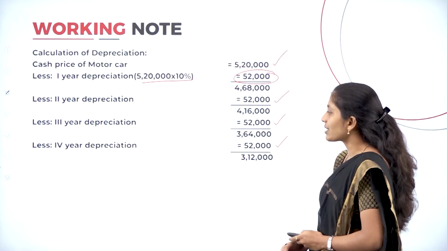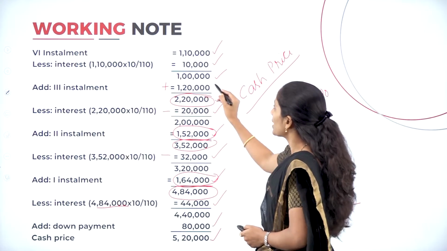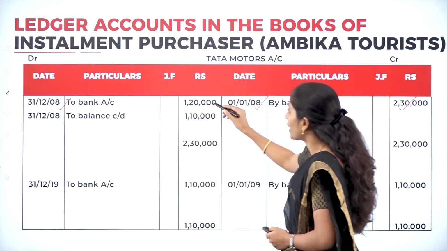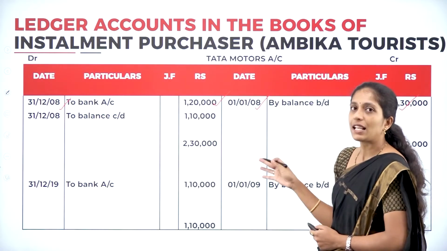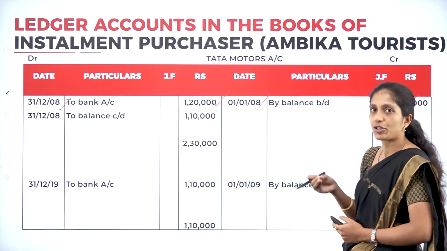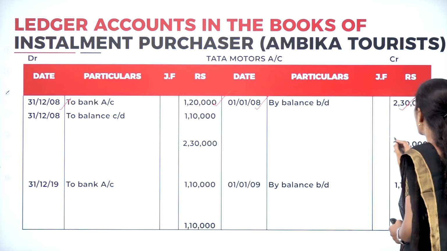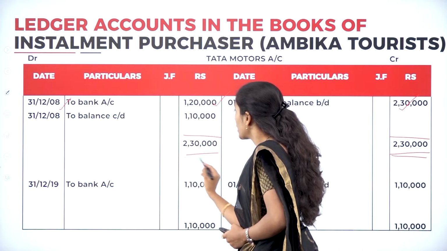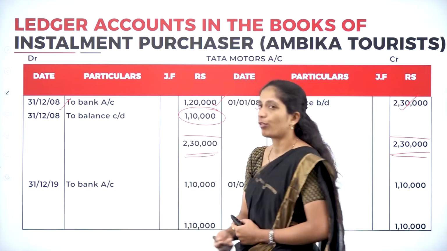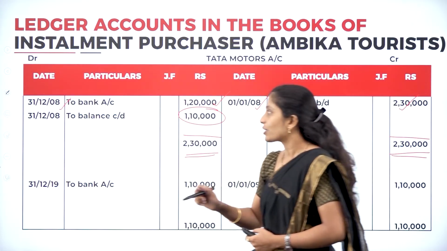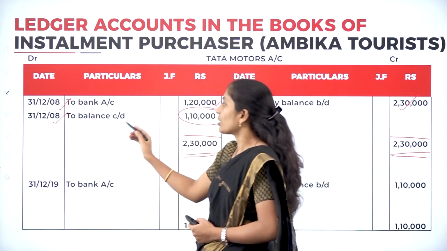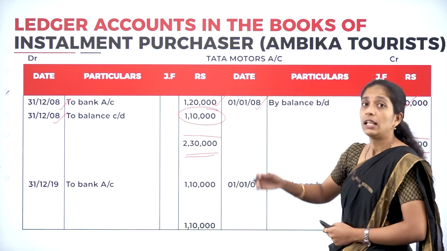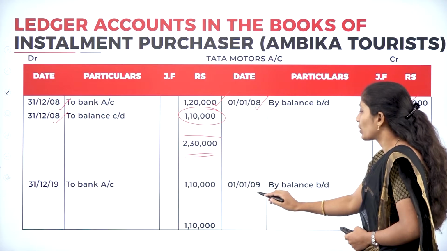Now what is the third installment? The third installment is 1,20,000. So record that amount, 1,20,000. Now balance both the sides. The balancing figure has to be carried down. So when you add, in the credit side it's 2,30,000, whereas in the debit side you will get a balancing figure of 1,10,000. So that has to be carried down. 31/12/08 to balance carried down, how much? 1,10,000.